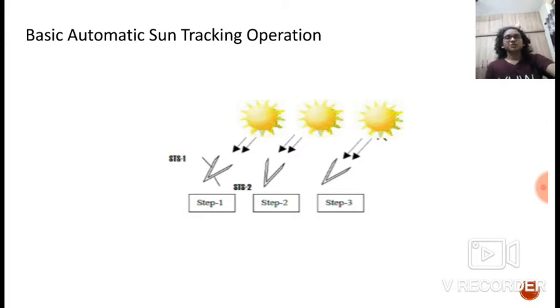So the first step shows that when the sun is in front of the solar panel, both sensors, that is STS1 and STS2, are getting the same amount of light. In step 2, after some time, as the earth rotates, the solar panel gets mispositioned with respect to the sun and STS1 obtains less light. At this point, the LDR, that is STS1, sends a signal to the microcontroller. Then the controller rotates the motor, resulting in the rotation of the solar panel towards the sun.